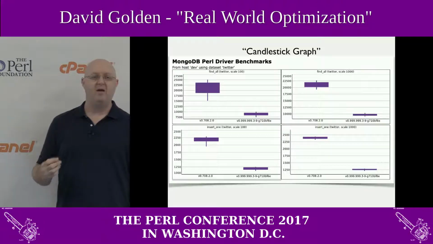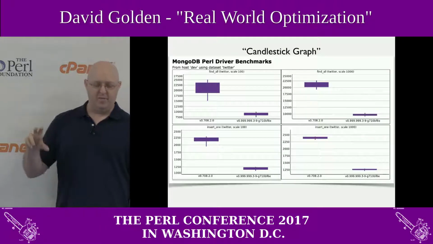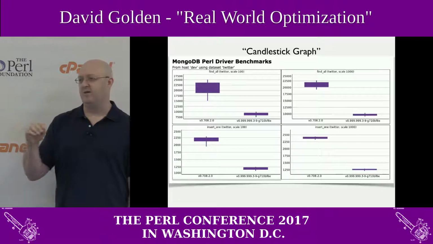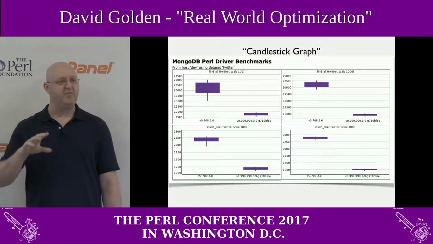So I was using candlestick graphs, and this candlestick graph represents the interquartile range. The big rectangle is the interquartile range, 25th percentile to 75th percentile, and the sticks I think were, I don't remember, 95th and 5th or something along those lines.